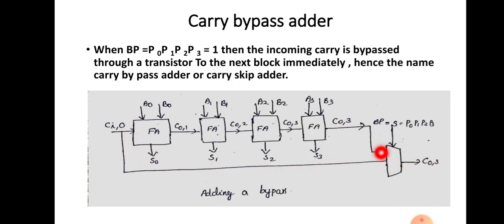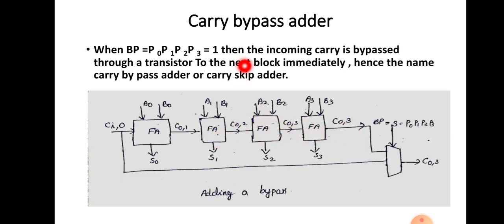If it is not equal to 1, we have to choose this path. That means we have to wait for previous carries. So it actually reduces the delay whenever all these conditions are satisfied, and that much delay is reduced. Otherwise we have to proceed in the same manner, so that delay will be there.